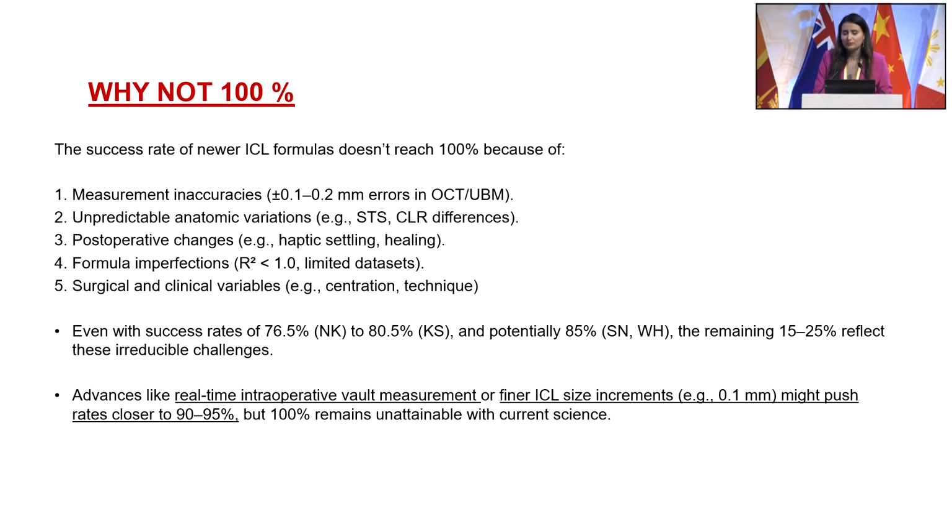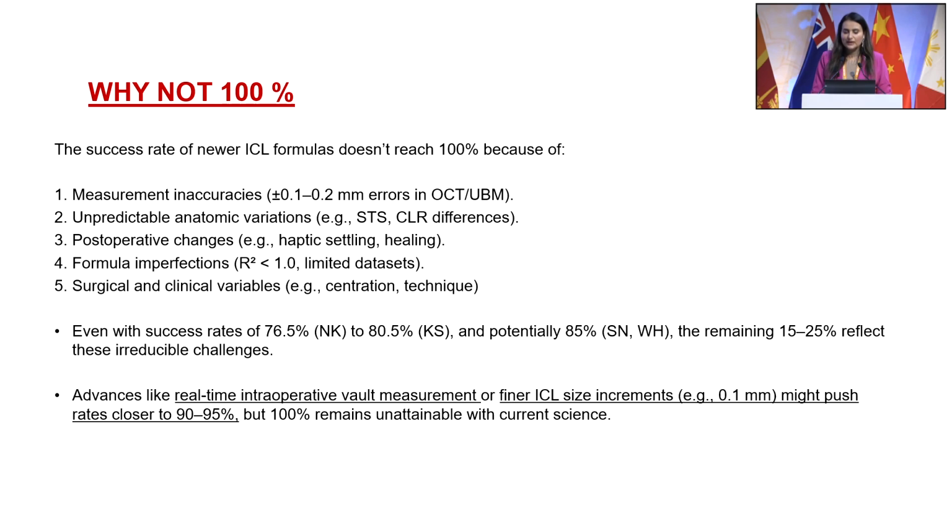Why not 100%? Why do we not get 100% successful vault in all eyes? That's because even with the newer formulas, you can still have some variations which may be related to measurement inaccuracies, unpredictable anatomical variations. They can be postoperative changes, where the haptic settles, healing, formulae imperfections, formulae are still getting refined, and surgical and anatomical clinical variables. So even with these high success rates, 15 to 20%, 25% of the cases will still have irreducible challenges.